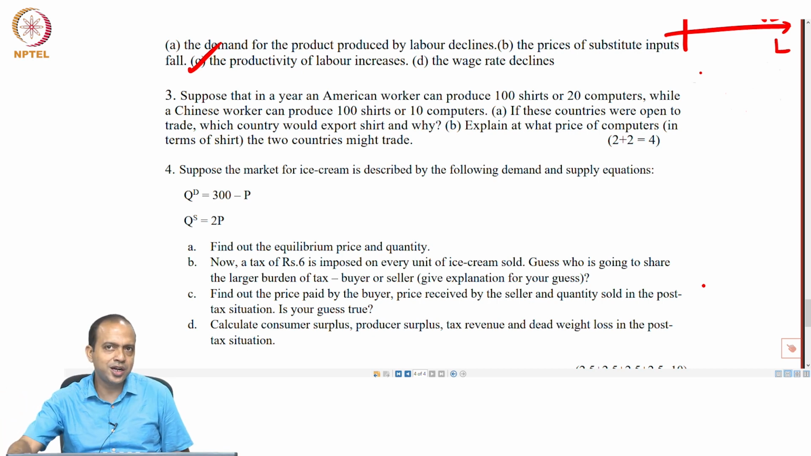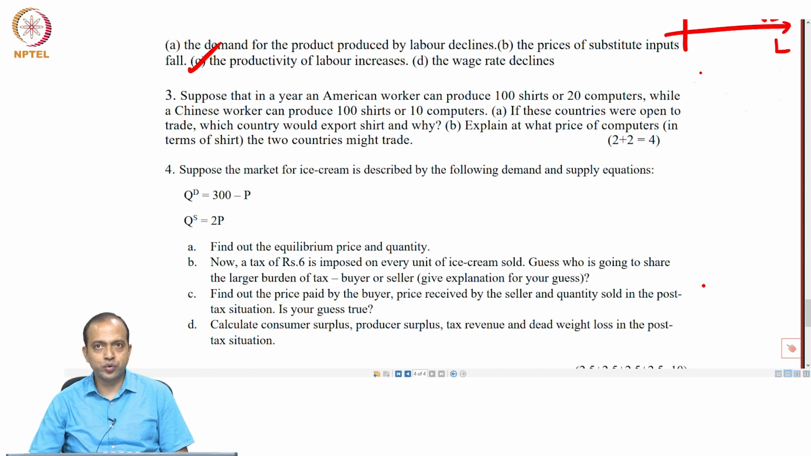Now, we have to go back and recall the theories we have learned in the context of exchange and gains from trade. We learned two concepts of advantage, absolute advantage and comparative advantage. How did we define absolute advantage? Absolute advantage means a country will have absolute advantage in producing a particular commodity, let us say computer or shirt, if that commodity is produced using less amount of the input, let us say labor.